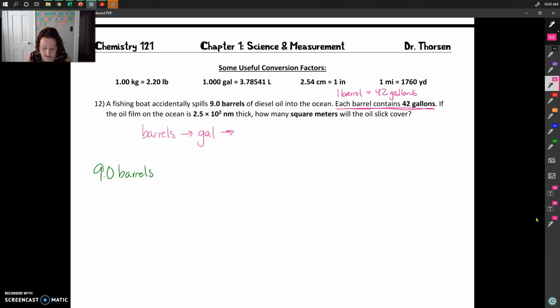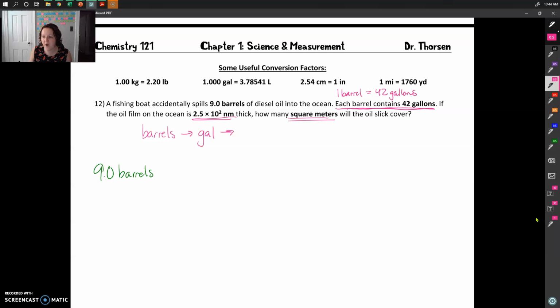And if we notice here, the question is, if the oil film on the ocean is a certain thickness, how many square meters will the oil slick cover? So what that means is if we have a height for the thickness of the film, then we can get the area of the film just by keeping in mind how volume is defined. And so that will be kind of an extra step in this problem that's not strictly part of the dimensional analysis, but is crucial for solving the problem. But what is important about that is we notice that our final answer needs to be in square meters, but that in order to get there, we're going to have to use a thickness that's in nanometers.